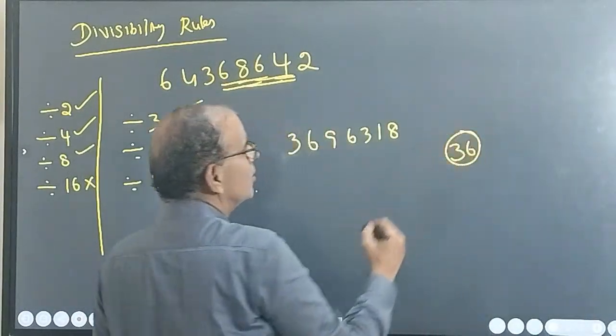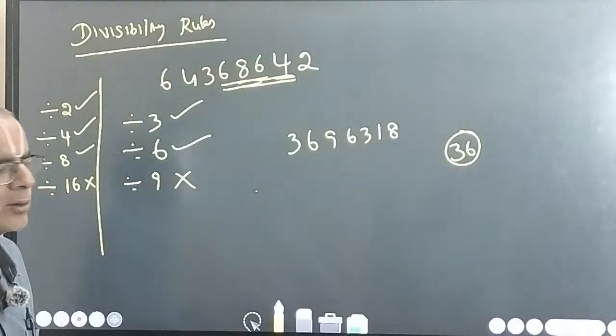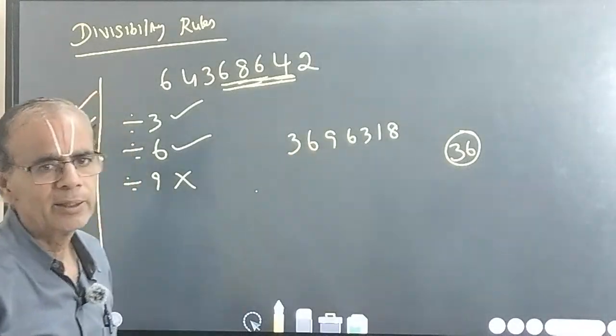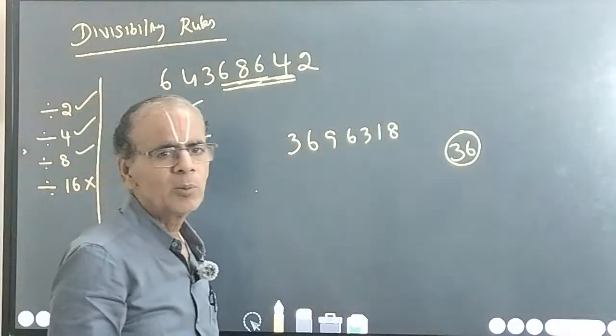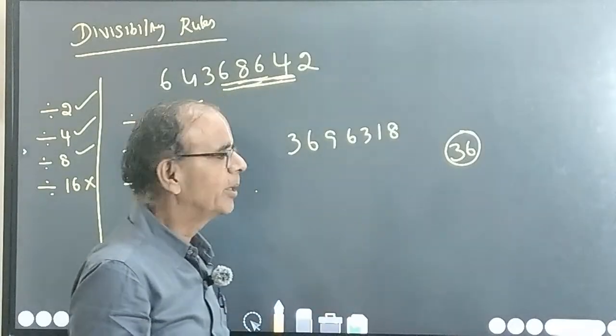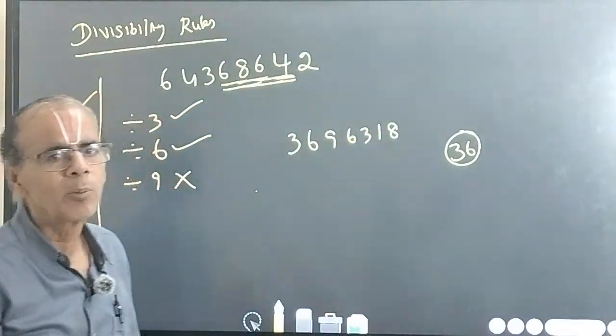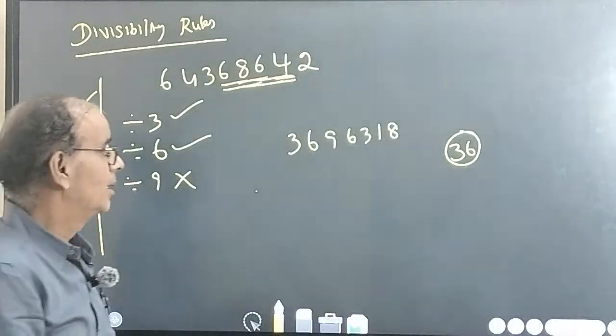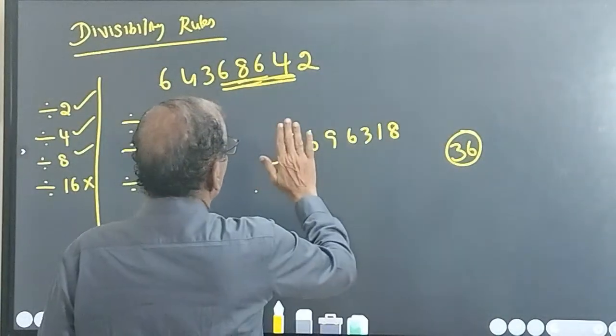Whether 36 is divisible by 9, 4 9s are 36. That means that number is divisible by 9. Because it is divisible by 9, it is divisible by 3 also. Because this is an even number, this is divisible by 6 also. Like that you have to find out.